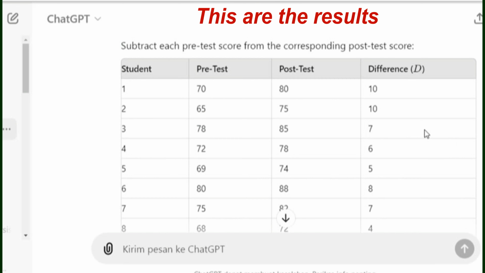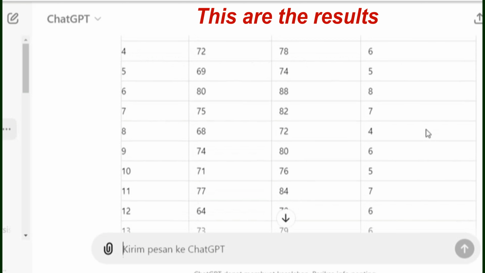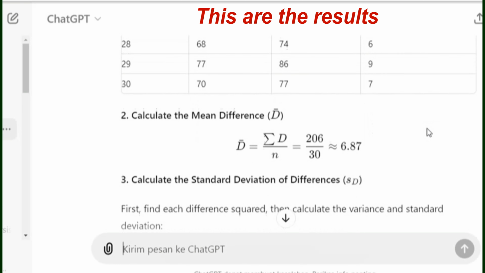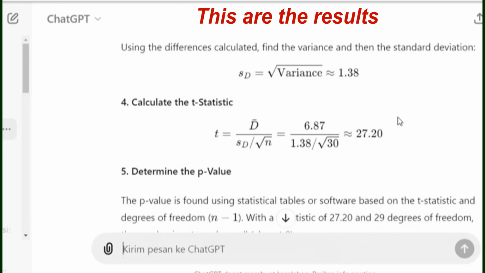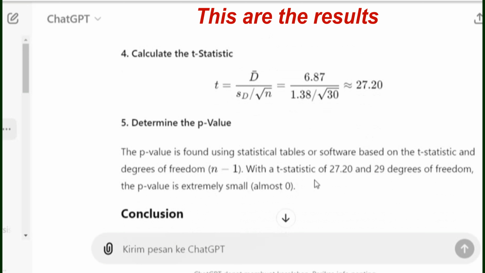These are the results of the analysis. 1. The difference D for each pair. For instance, student 1 is 10, student 2 is also 10, student 3 is 7, and so forth. 2. The mean difference is 6.87. 3. The standard deviation of differences is 1.38. 4. The t-statistic is 27.20. 5. The p-value is almost 0, and 6.